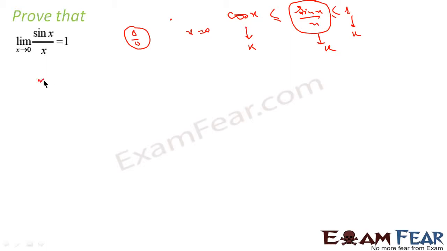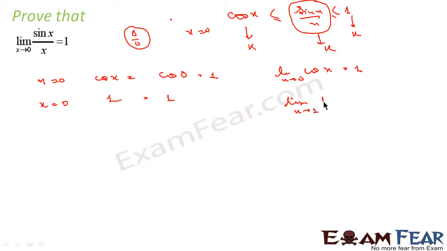So for x is equal to 0, cos x is nothing but cos 0, that is 1. Correct? And for x is equal to 0, 1 is always 1. If you want to write it in the limit form, limit of x tends to 0 of cos x is equal to 1, and limit of x tends to 0 of 1 is equal to 1. So if you see, both the values are the same. Thus we can prove by the sandwich theorem.